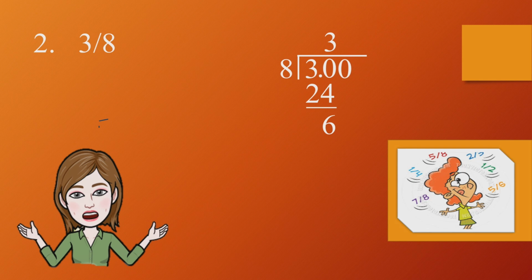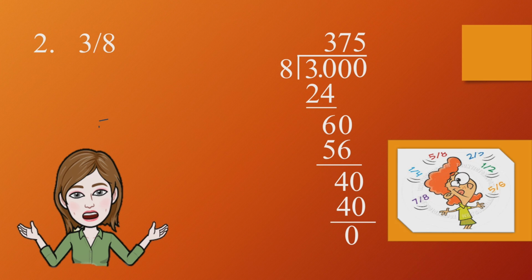Then again, let's add 0 and then bring down 0. So 60 divided by 8, that is 7. And then 7 times 8, 56. 60 minus 56, that is 4. Again, let's add 0 and bring down 0. 40 divided by 8, that is 5. And then 5 times 8, that is 40. And then 40 minus 40, 0.